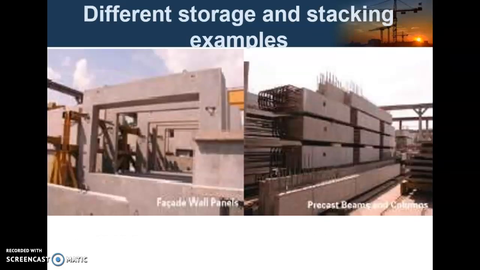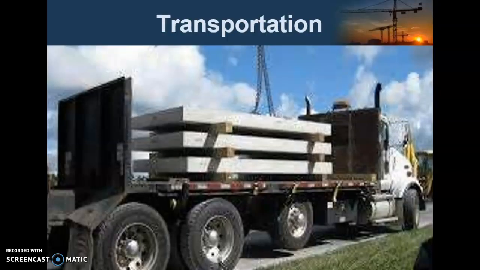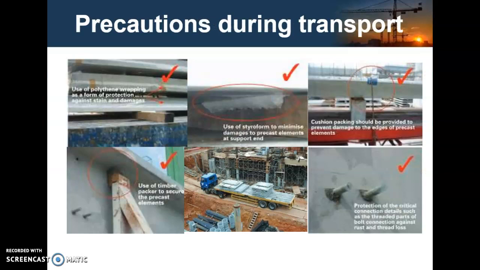These are different storage and stacking examples: stacking of wall panels and the stacking of beams and columns. These are images showing the different types of elements of stacking: precast hollow slab, parapet wall, precast planks. These are the different stacking methods. Transportation. These are the precautions during transport. Polythene wrapping should be used, and also timber packers should be used to secure the precast elements.